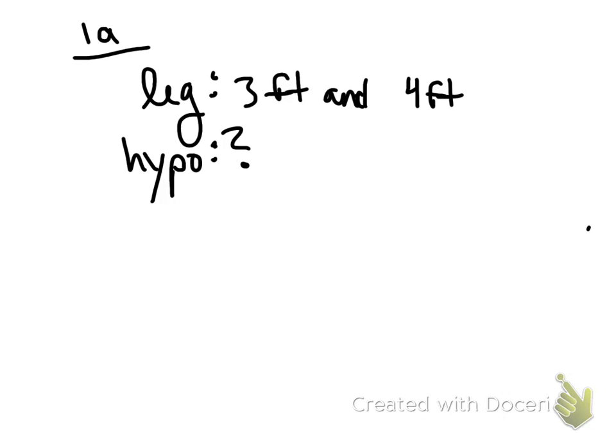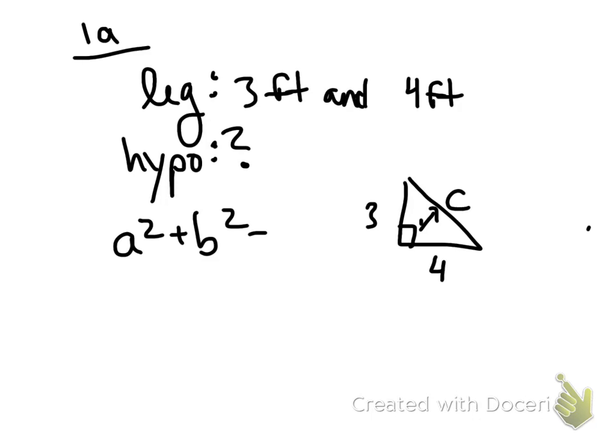Alright, so in order to do this problem, you should have known that, well, if it's legs, I have 3, 4. I'm looking for this third side, so I'm looking for C. So I can plug into my Pythagorean theorem. A squared plus B squared equals C squared.